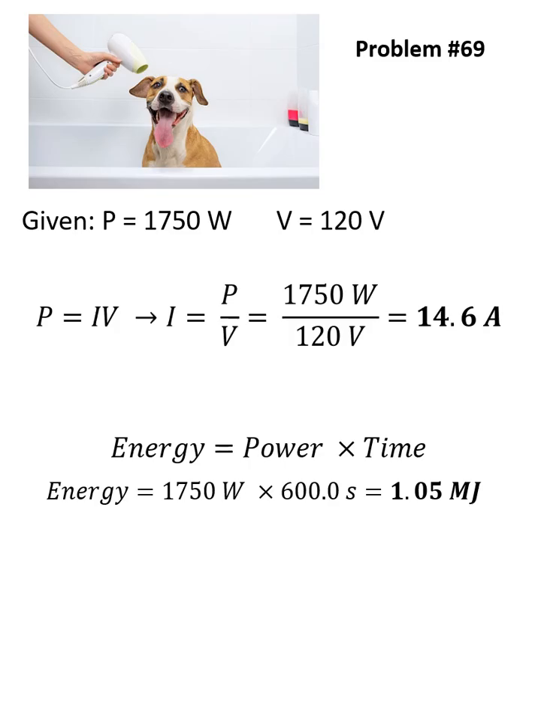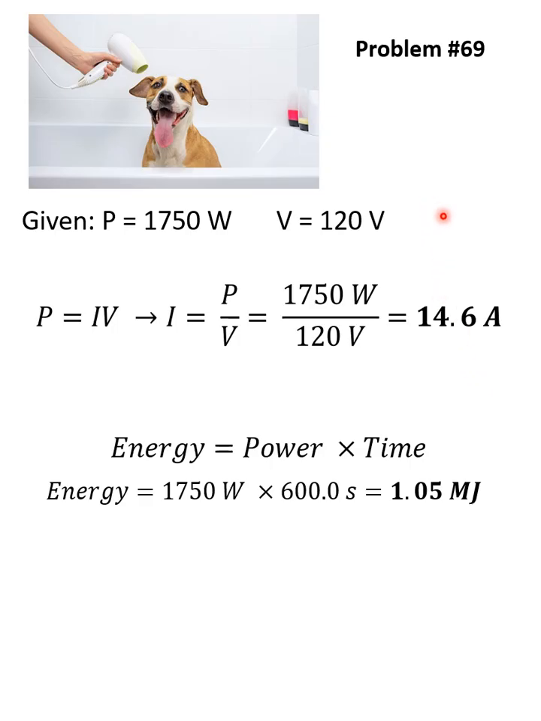Number 69. A hairdryer consumes 1750 watts when connected to a 120 volt source. Find the current in the hairdryer, how much energy is consumed if the dryer runs for 10 minutes, and then compute the monthly cost if the hairdryer runs for 10 minutes each day at a cost of 15 cents per kilowatt hour. All right, we need to take these steps in order.